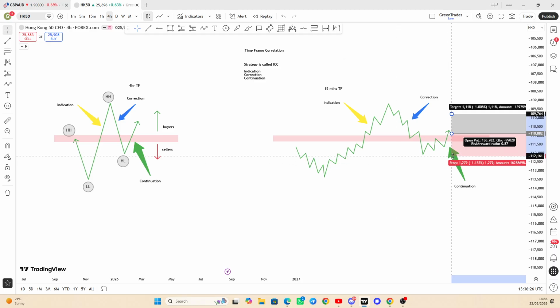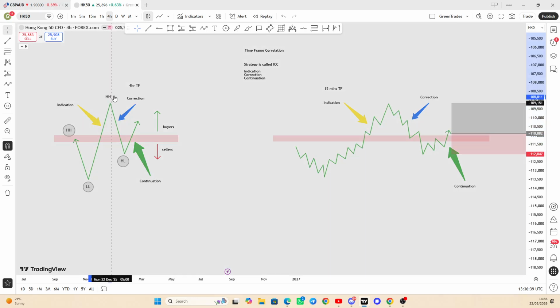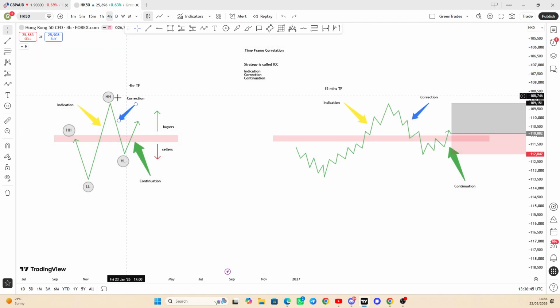Target, go to the 1-hour time frame, or you can even use the 15 minutes time frame, target the recent low or any of the lows. You can target any of the lows. And then obviously what you're going to do is aim for the higher high on the 4-hour time frame. So you're going to aim for this high. So this high is going to be the same as this one. So this high is going to be there.